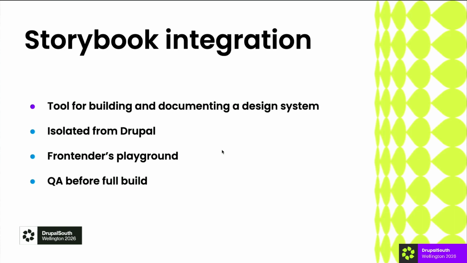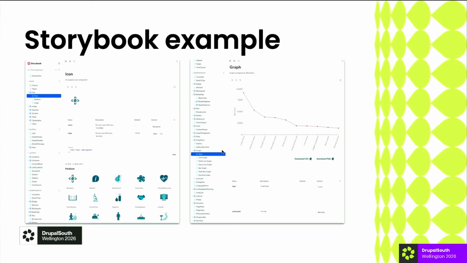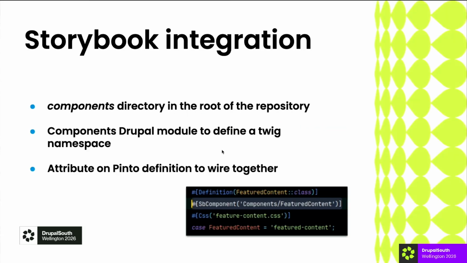There's no requirement for them to interact with or understand Drupal. Our clients can play with and test the components in Storybook before anything gets written in Drupal. And we use it for everything from a simple icon on the left to a React-based graph on the right. And this is an example of the Cancer Australia website that went live earlier this year. We built the entire site from the ground up using Pinto and Storybook, and let me tell you, it was pretty quick. So with our Storybook setup, we have a components directory at the root of our repository.